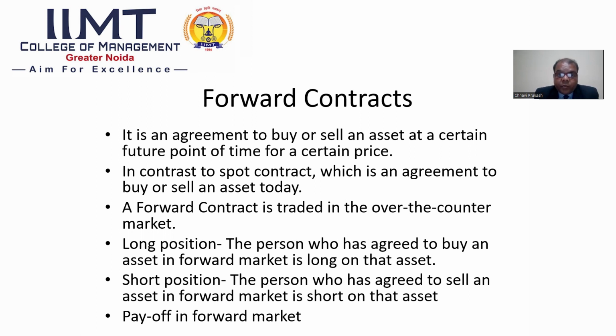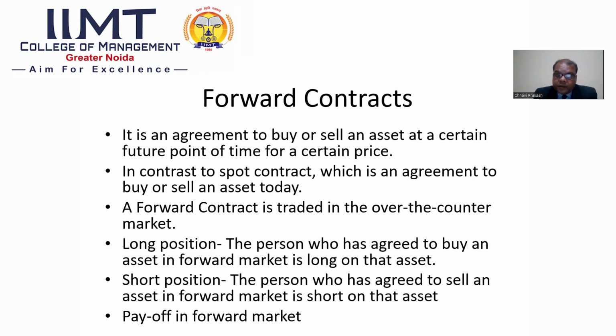So it is an agreement to buy or sell an asset at a certain future point of time for a certain price. This is forward contract. In contrast to a spot market contract, which is an agreement to buy or sell an asset today, in forward contract, we get into an agreement to buy an asset at a certain future point of time for a certain price. A forward contract is traded on the over-the-counter market. Now here is the point that forward contract is traded in the OTC market, that is the network of investment bankers or dealers and other financial intermediaries.